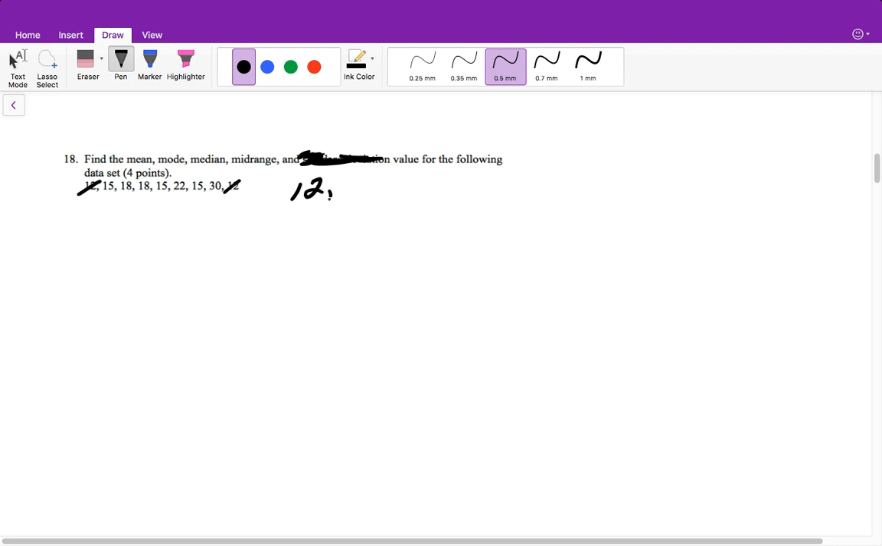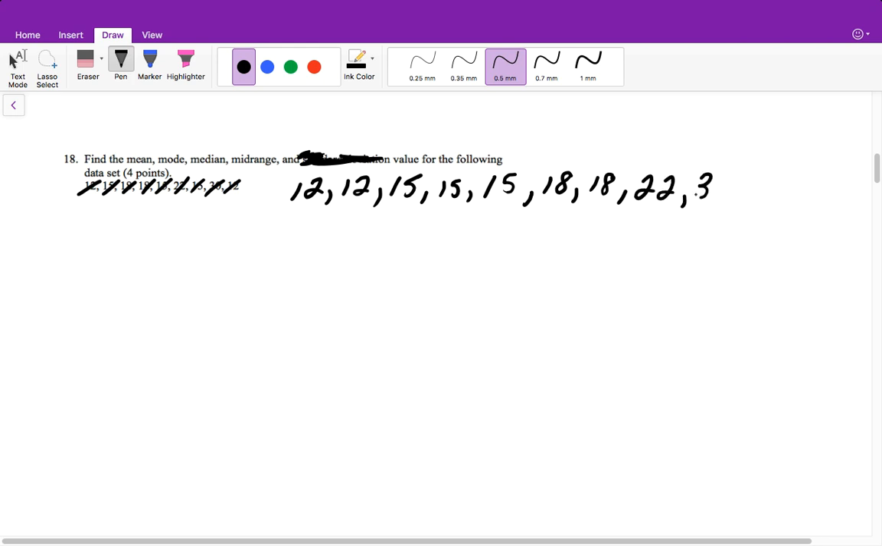So we will have 12 and 12. Then we will have 3 15s, so we have 15, 15, and 15. We have 2 18s, so we have 18 and 18. Then I have 22 and 30. So since I need to for my median and mid-range, I'm just going to go ahead and put them in order now. Then I'm going to go ahead and add these together. So 12 plus 12 plus 3 15s plus 2 18s plus 22 plus 30 is going to be 157.